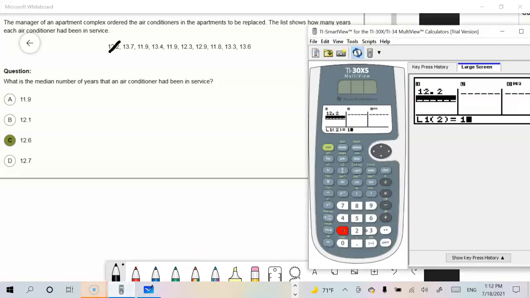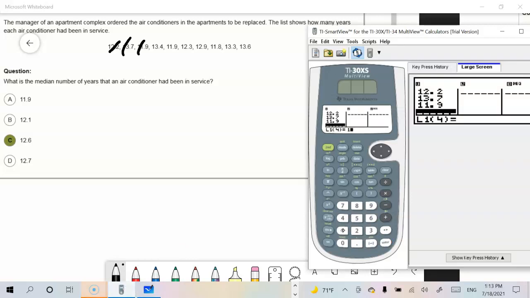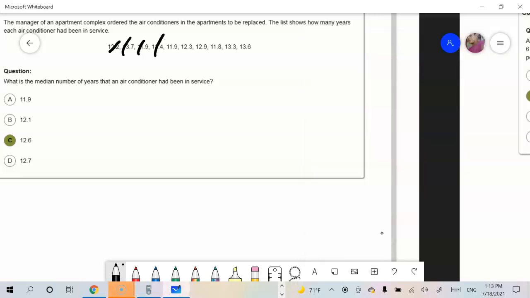Next number is 13.7. We press enter, we cross it out. Next number is 11.9, and I'm crossing them out so I remember which numbers I put so I don't repeat them, because that changes the value of my calculations. So I press enter, cross it out. Then 13.4. Enter. Okay, there we have it. Then I cross it out.